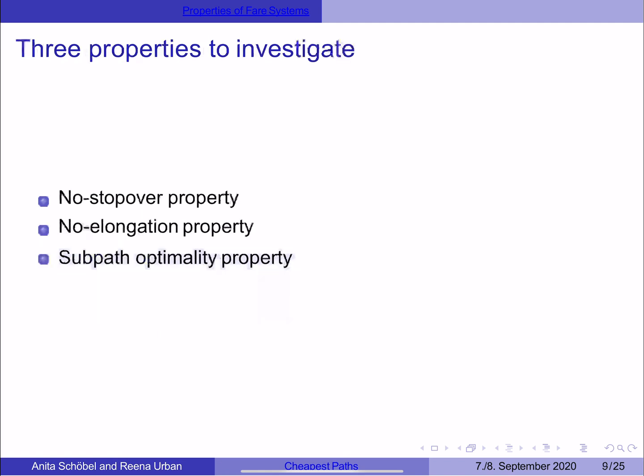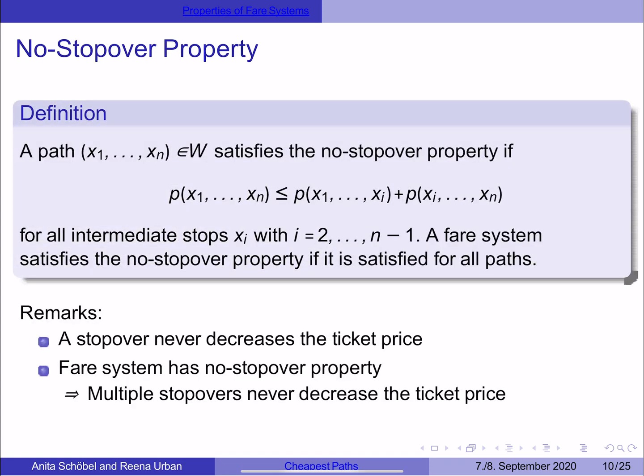Now we want to investigate 3 properties of fare systems: the No-stopover property, the No-elongation property, and the Subpath optimality property. Let's start with the No-stopover property. A path satisfies the No-stopover property if the price for the whole path from x1 to xn is always cheaper than the price for a subpath from x1 to an intermediate station xi plus the ticket price from this intermediate station xi to the last station xn.